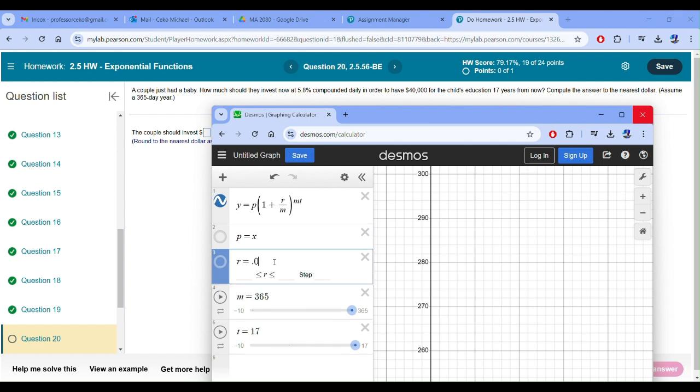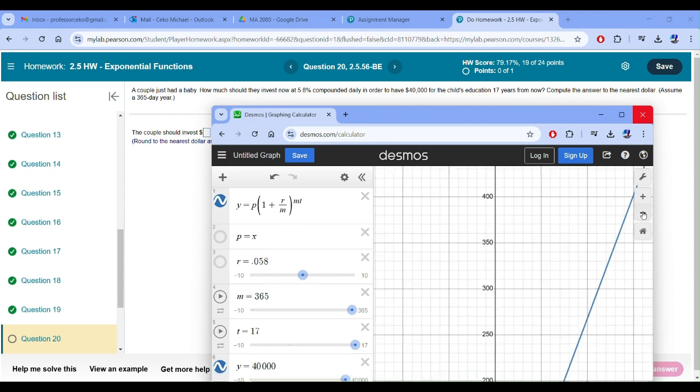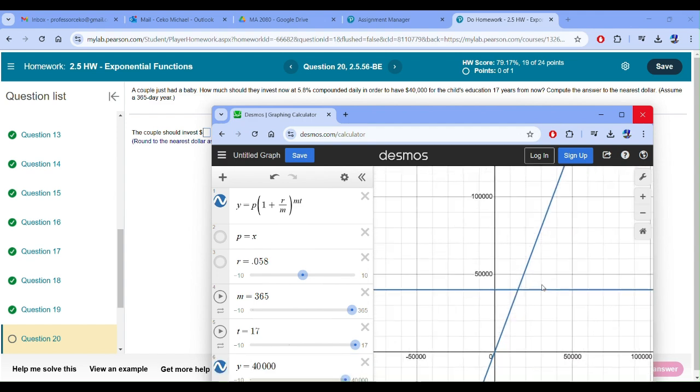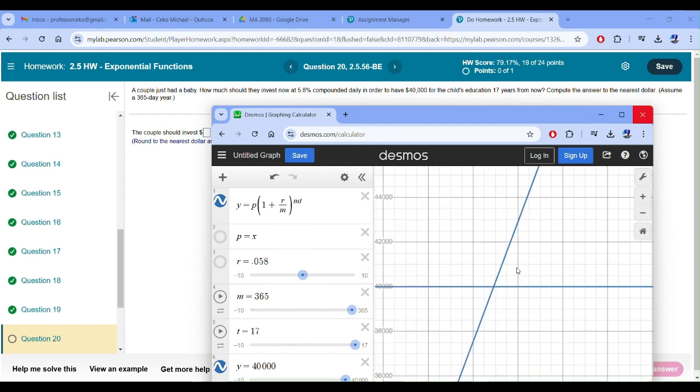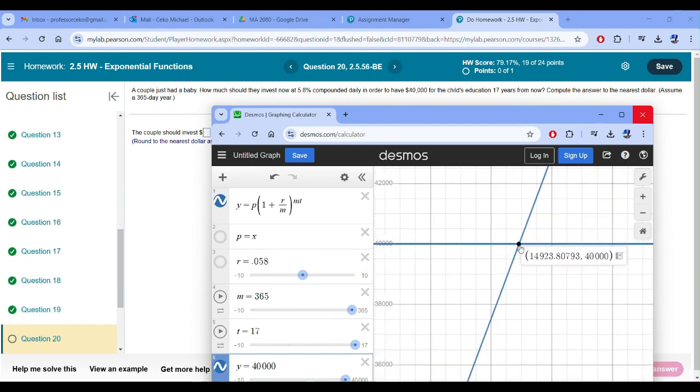The rate is 5.8. So principal, I don't know. This I don't know. This I don't know. And I want to know when this is going to be equal to 40. So now if I zoom out, something here isn't right because it makes no sense. X is my principal. No, wait. The couple should invest 14,000.